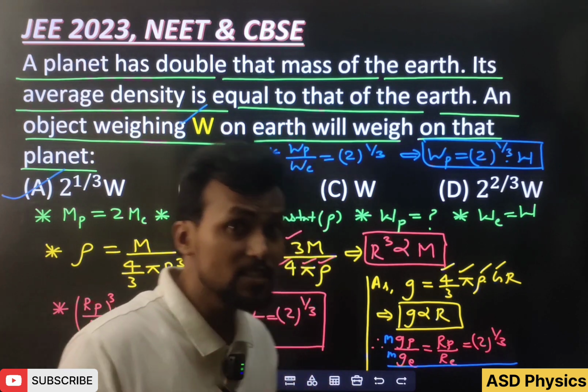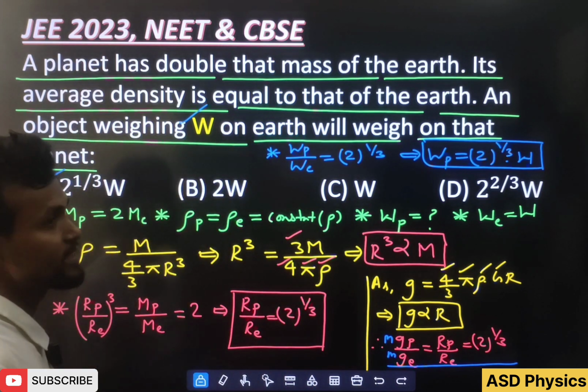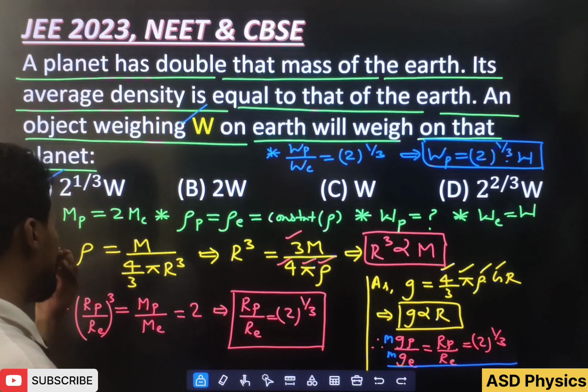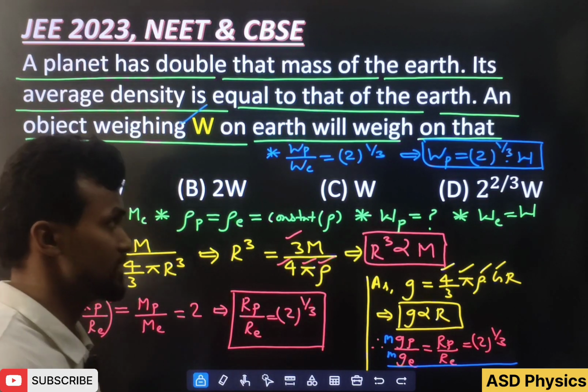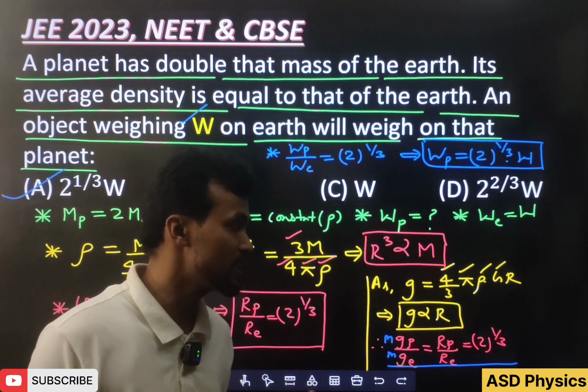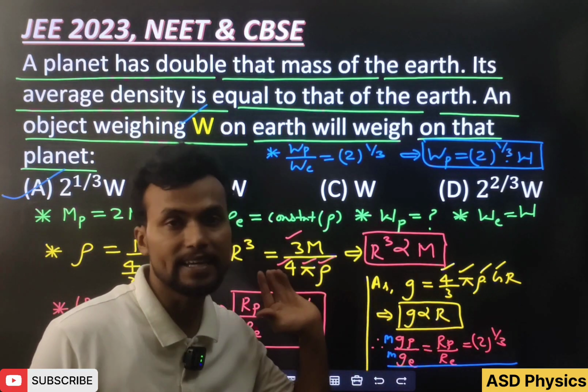So students, why was this question different? Because they gave the mass and also the density. So what we have done: first, with the help of density and mass, we got the ratio of the radius, because the radius ratio was not known. Then, as the density was constant, I used this formula and very easily got the answer.